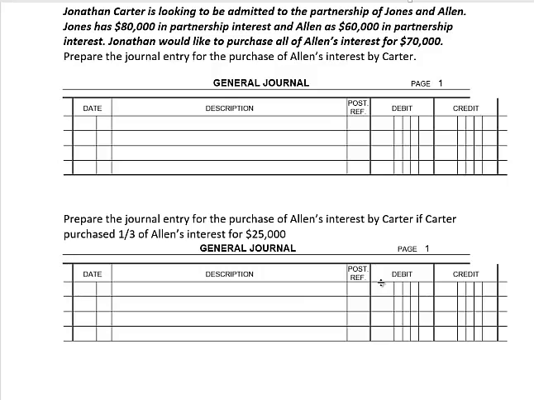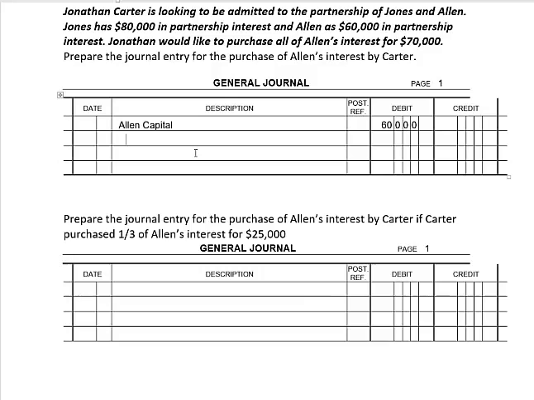So when interest is purchased directly from a partner, the $70,000 that Jonathan is paying is going to Allen personally, not into the partnership. So all we do is transfer Allen's interest here. So we are going to take Allen's capital and reduce it by $60,000 because this is the amount that Jonathan purchased.